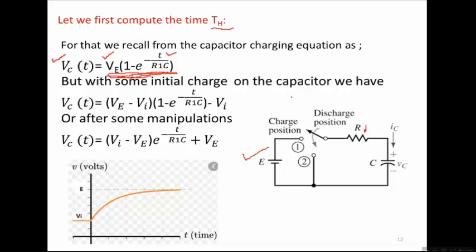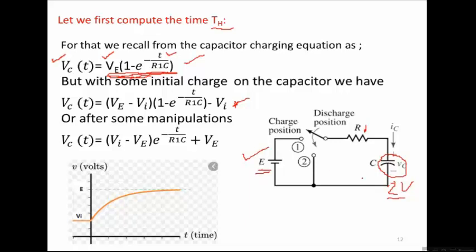But if there is some initial charge on the capacitor, for example some initial voltage, let's say 2 volts, then this equation is modified and is written in this form as Vc is equal to E minus VI, where VI is the initial voltage, for example 2 volts, into 1 minus e to the power minus t by R1 into C, plus VI. So this is the equation which is used whenever there is an initial charge on a capacitor, and then the capacitor is charged further with the application of an applied voltage. So the capacitor would charge from the initial value, and it would be charged up to this applied voltage.